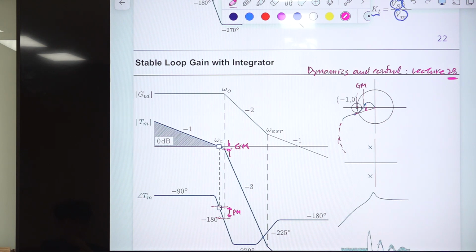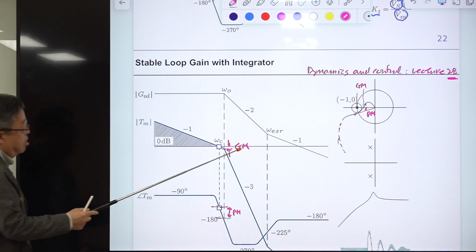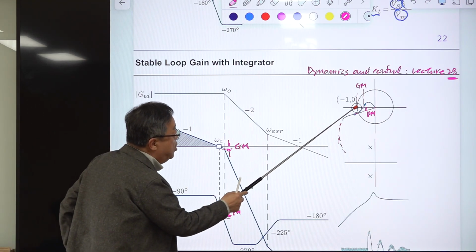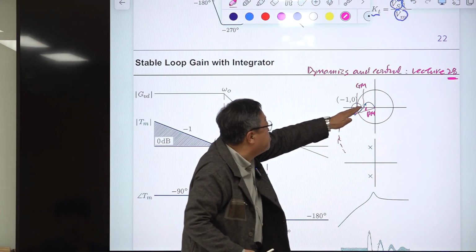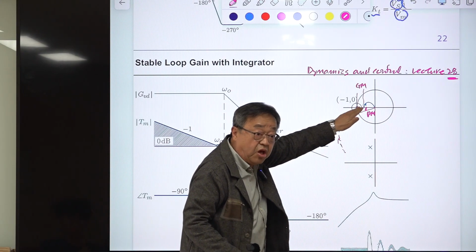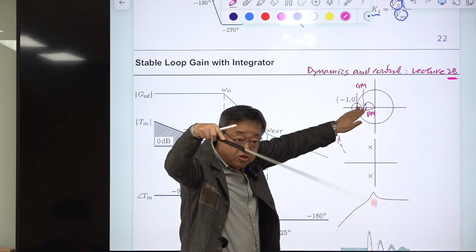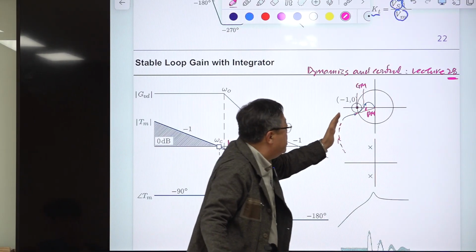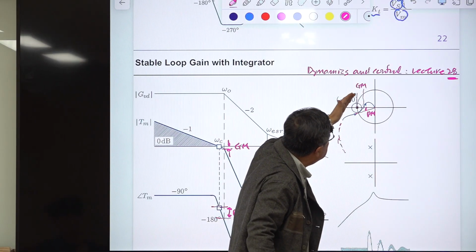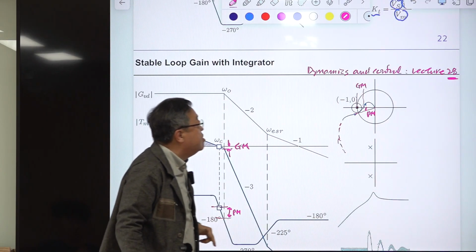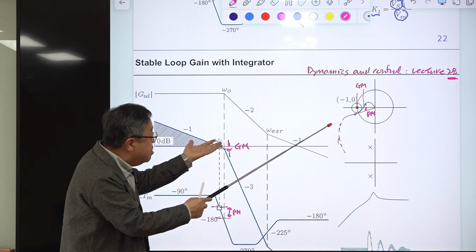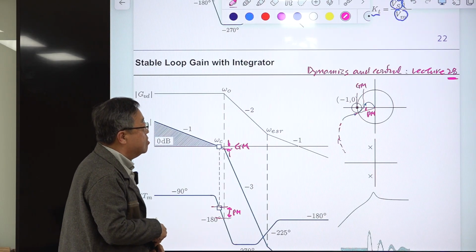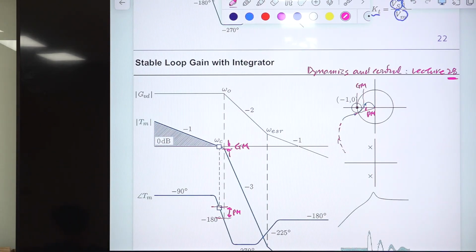This is GM, this is PM, okay? They are very small, okay? And this trajectory is approaching dangerously close to this critical point. If it touches this point, the system is marginally stable. It generates this sustained oscillation. If it goes in this direction, it is unstable, and this is very stable, okay. And the price of this is that it is stable, but performance will be very poor, okay. Later on, you will understand this.